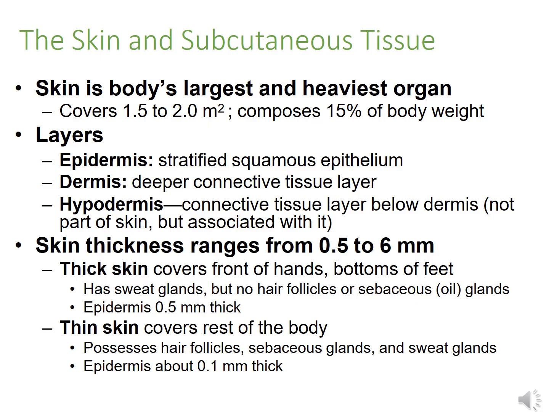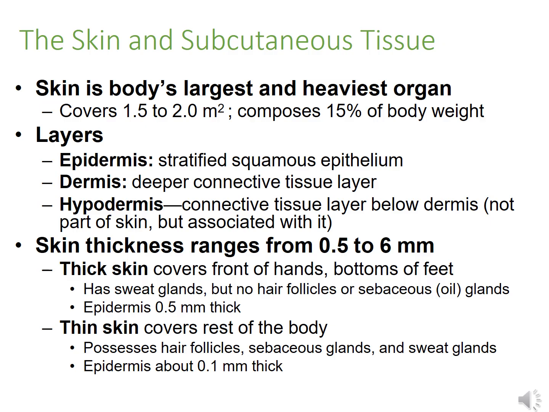The skin and subcutaneous tissue. Skin is the body's largest and heaviest organ, covering 1.5 to 2.0 m², and composes 15% of body weight. Layers: the epidermis, a stratified squamous epithelium; the dermis, a deeper connective tissue layer; and the hypodermis, a connective tissue layer below the dermis, not part of the skin but associated with it.